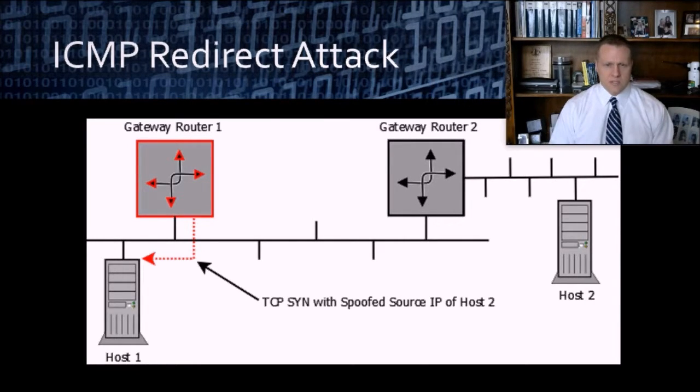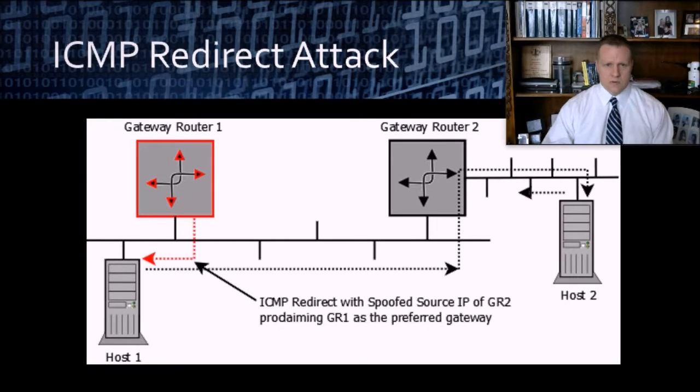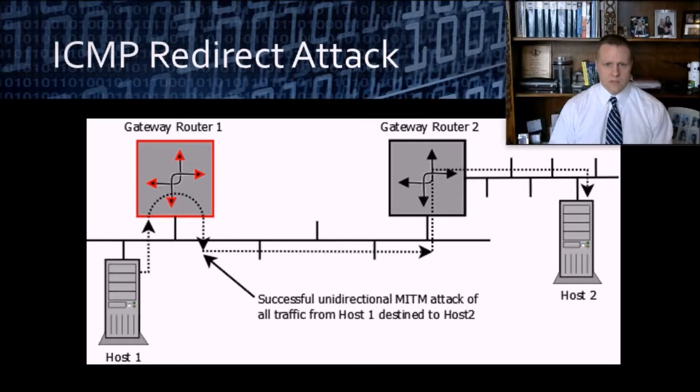Then the attacker sends a TCP open request to host 1 from gateway router 1, spoofing host 2's IP address as the source of that packet. Of course, host 1 sends a response to the packet, but while host 1 waits for the reply, the attacker sends him an ICMP redirect spoofing gateway router 2's IP address and specifying gateway router 1 as the new best gateway router. Host 1 in turn updates his local routing table with the new gateway information. The end result is a successful man-in-the-middle attack on all traffic from host 1 destined to host 2 as it traverses gateway router 1.